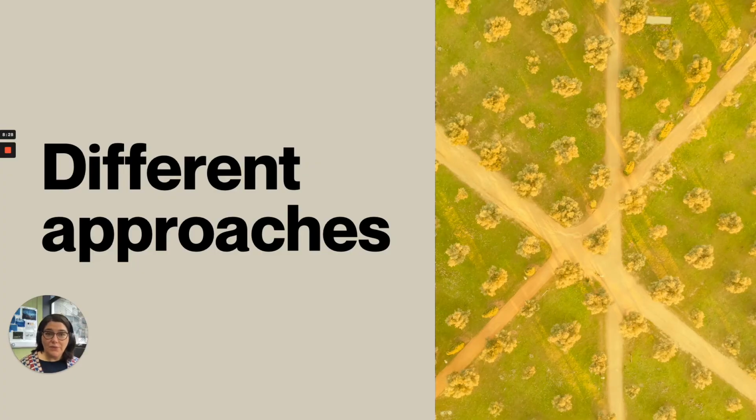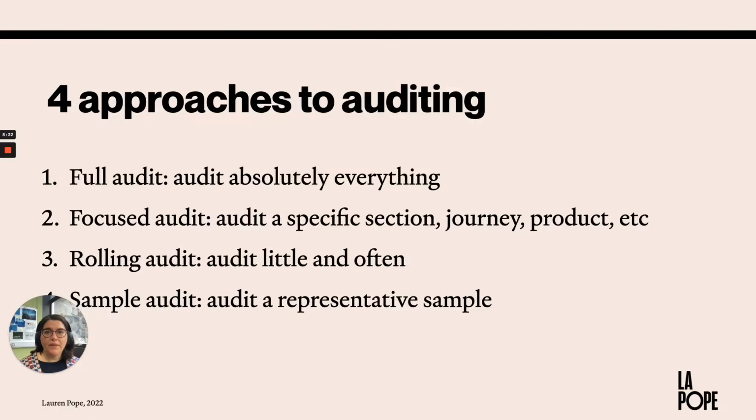So if you're sold on doing an audit, the next step is to decide what approach you're going to take. There are four main ways that you can go about it, depending on your situation. The first is a full audit. This is very broad, where you look at every single page on the website. The second is focused. This is a narrow, specific approach where you just look at one section, one journey, one product.